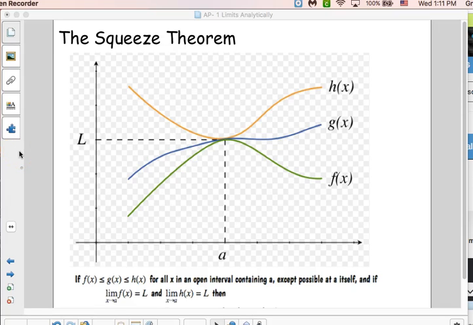Before we start talking about the theorem, this is the only theorem we're doing today. This is our only piece of notes. We're talking about the squeeze theorem.